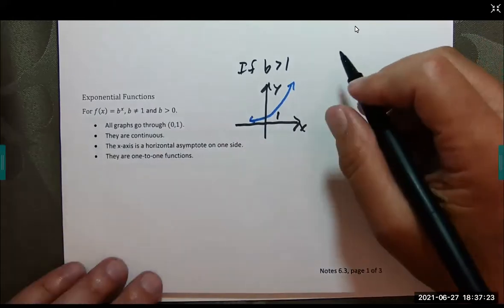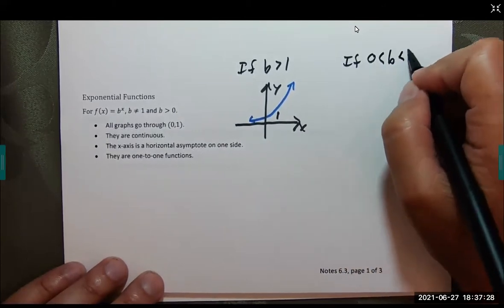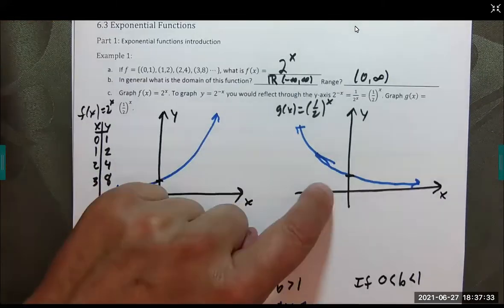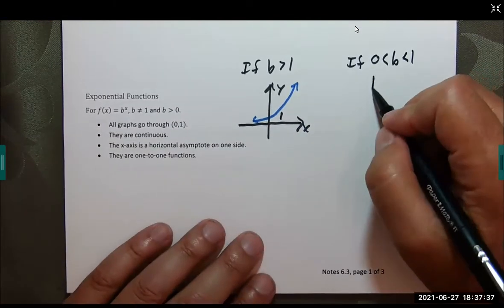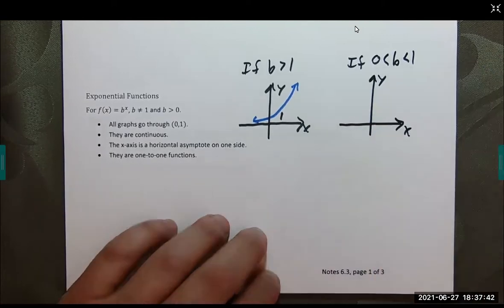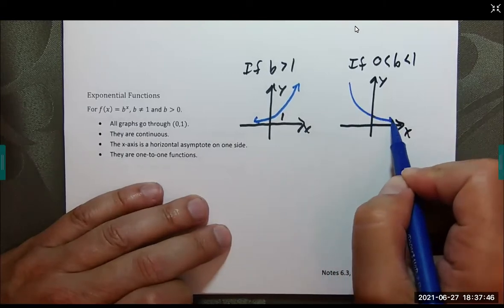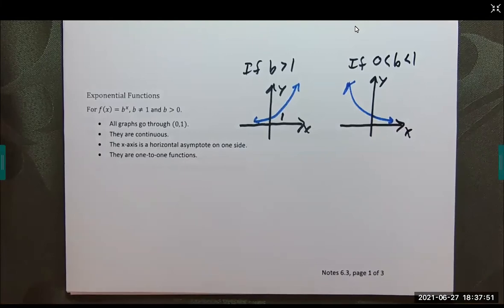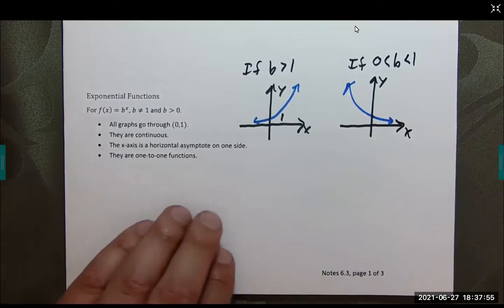Now, just to be clear, if b is between 0 and 1, it's going to look like this one. So again, this is going to go here and cross at 1. And they're one-to-one functions. You can see they pass the horizontal line test. Every horizontal line is going to cross both of them only one time.